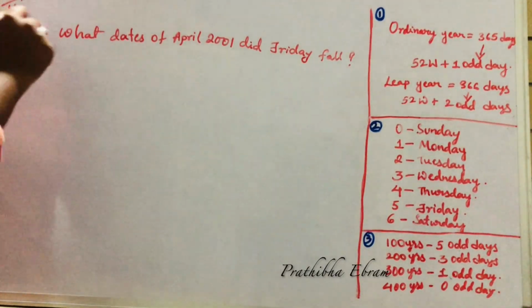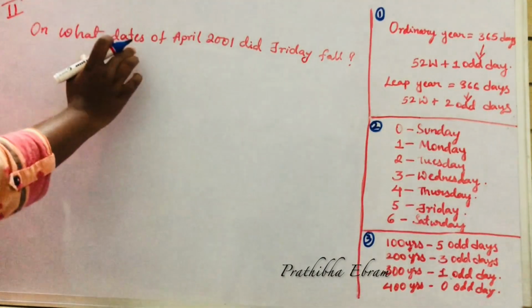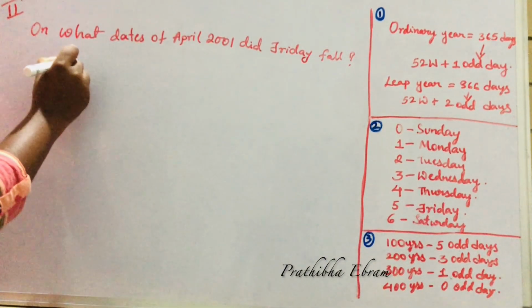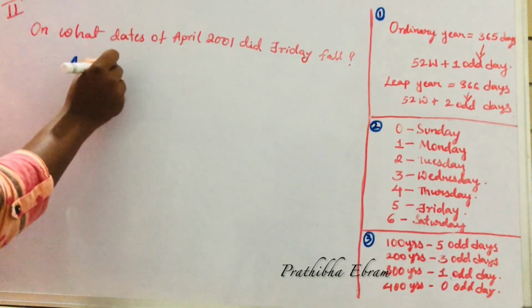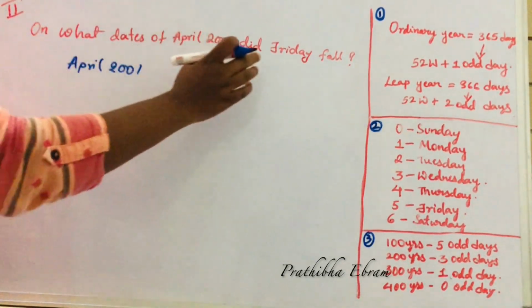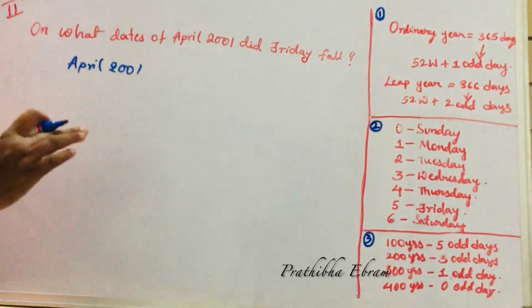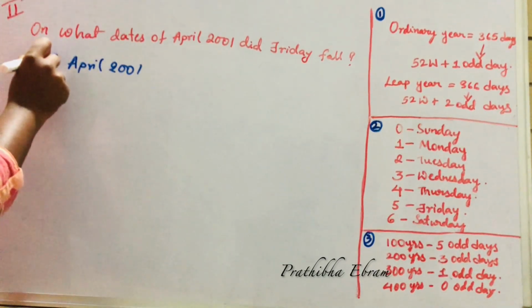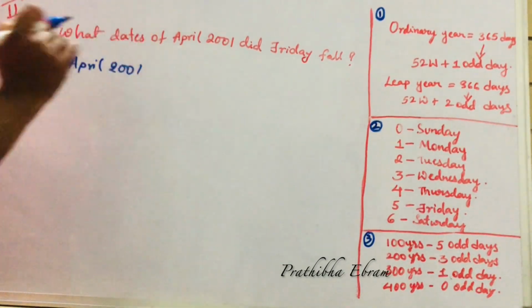Now let's see second model questions. On what date of April 2001 did Friday fall? Okay, what did they give? April 2001, right? Now you have to find all the dates that come under Friday in April 2001. So for that, first what you have to consider? You have to consider this like 1st April 2001.